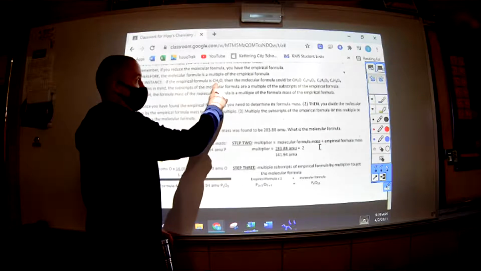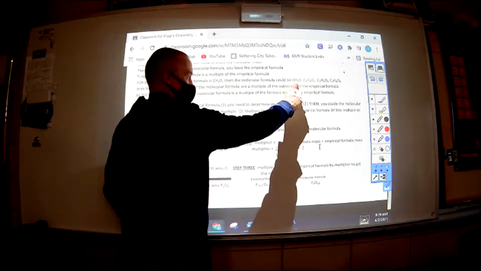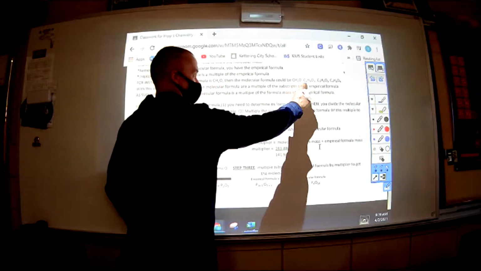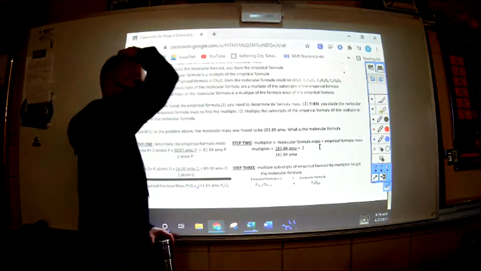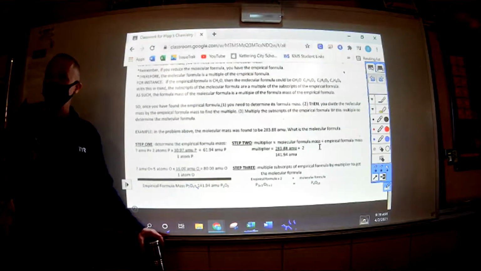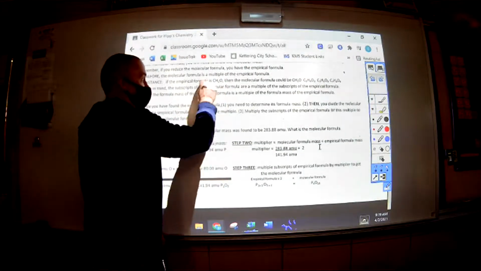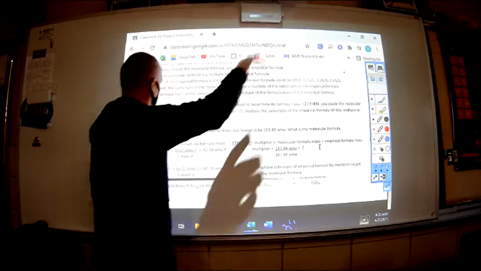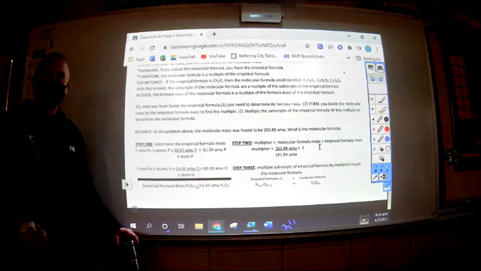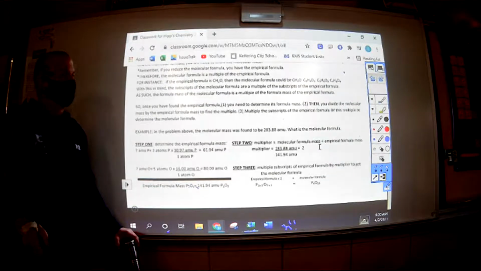It could be a multiple of 1, which means the real formula could be CH2O. Or it could be C2H4O2, or C3H6O3, or C4H8O4. A multiple of that. Because remember, the empirical formula is reduced. It can be reduced by 1, 2, 3, 4, 5, 6, 7, etc. So what we need to do is figure out what factor it was reduced by, and then multiply the empirical formula by that multiple to get the actual formula, the molecular formula.